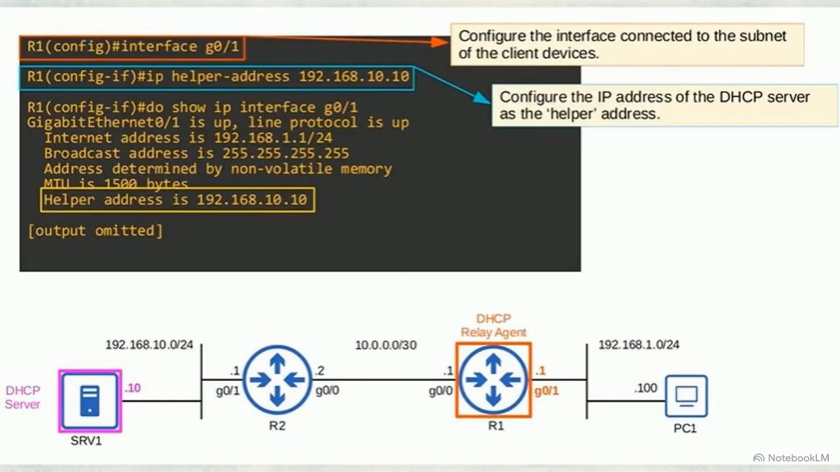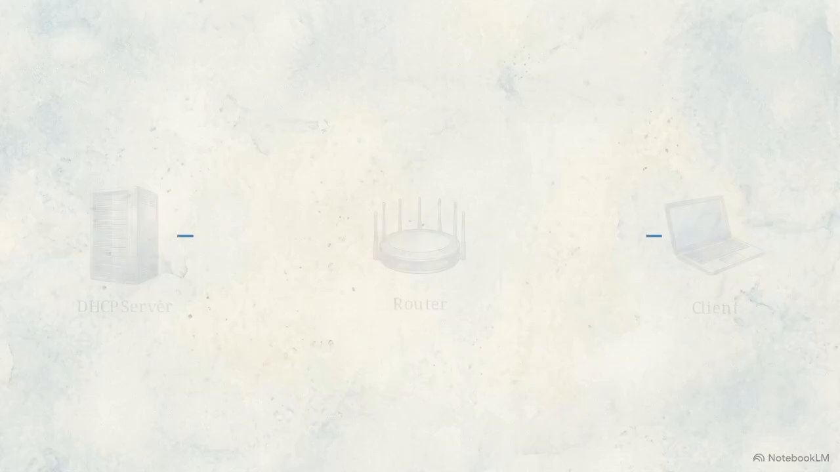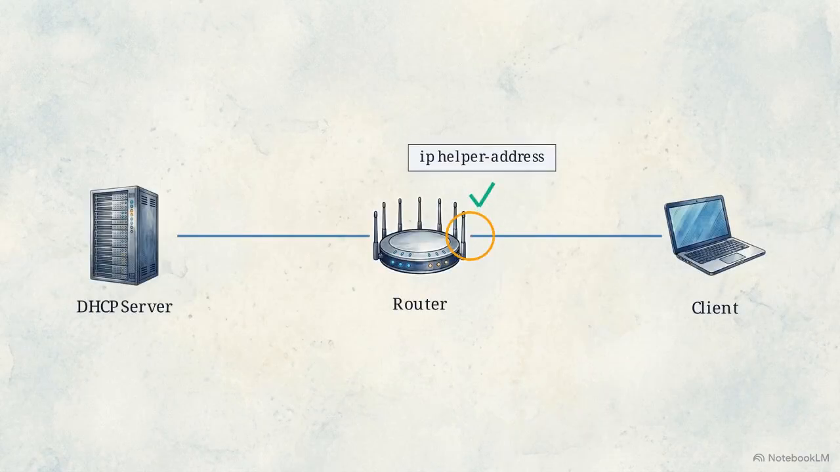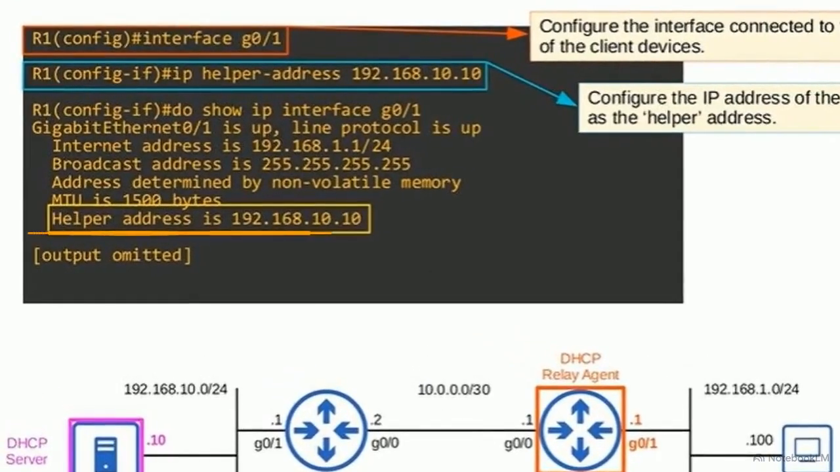To set this up, we look at the command line for our intermediary router and enter the interface configuration mode. The most common configuration error here is applying this to the wrong port. The configuration must be applied to the interface facing the client, not the server, because that is where the broadcast physically hits the router. On that client-facing interface, we type IP helper address, followed by the IP of our remote DHCP server. Running a show command verifies our work, and the output confirms the helper address is active.